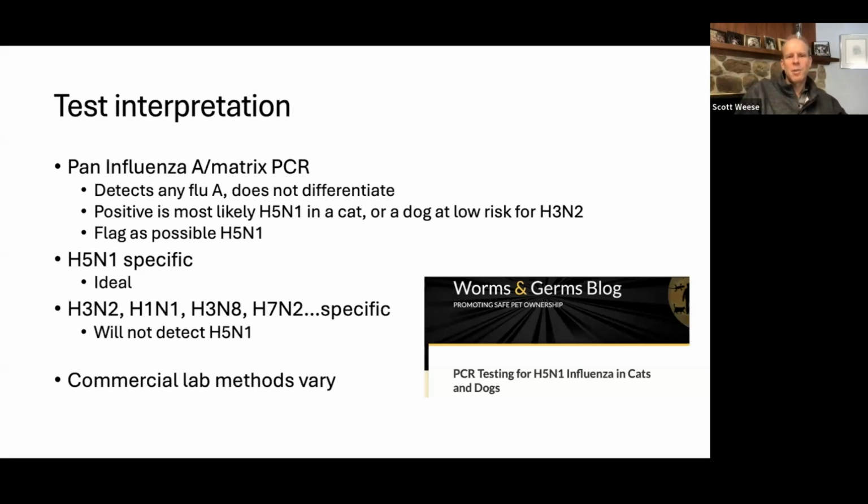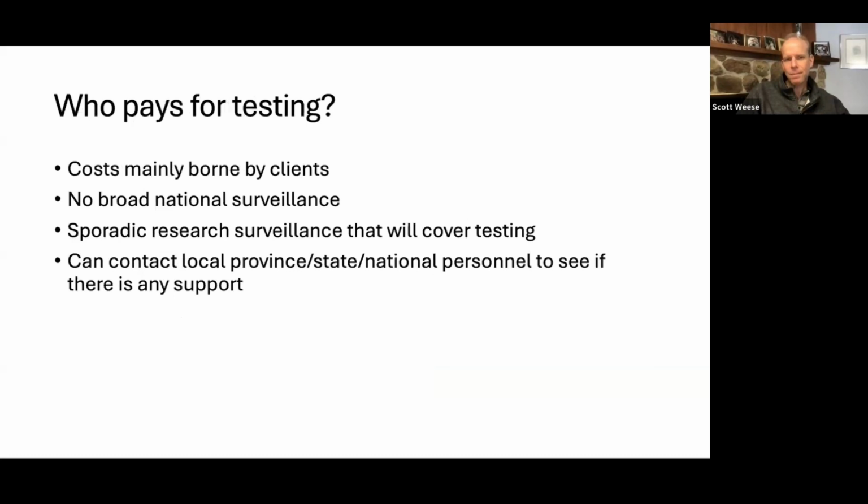If they have an H5N1 specific test, that's ideal. If they're just running H3N2, H3N8, H7N2 specific flu tests, that's not good enough because those won't detect H5N1. They don't cross-react. So we need a pan-flu test that's followed up, or we want an H5N1 specific test. And again, talking to the lab is the best way to sort that out.